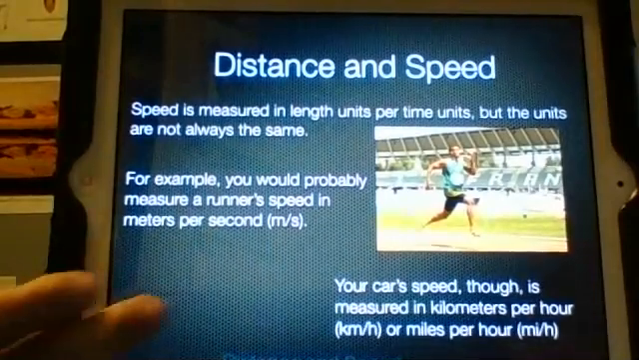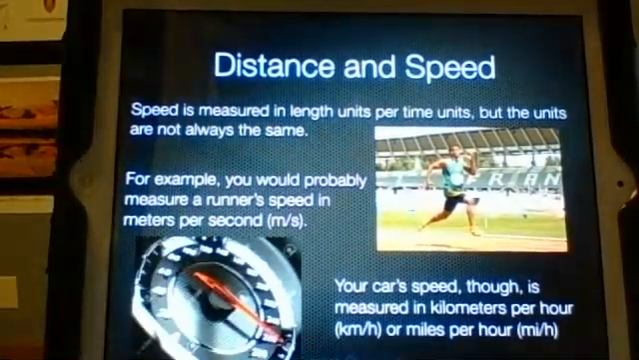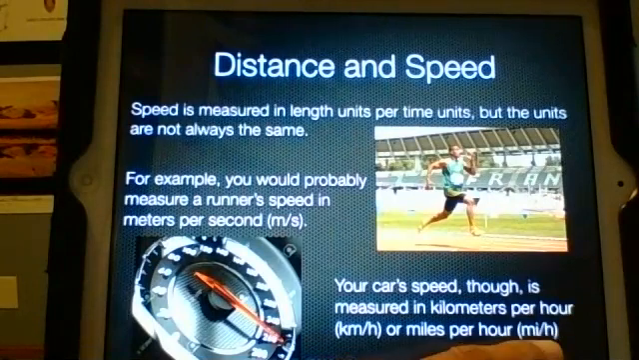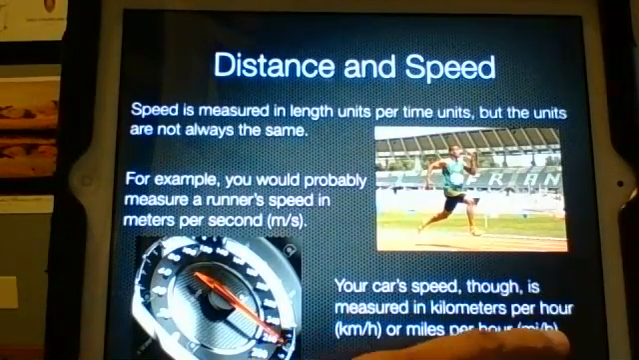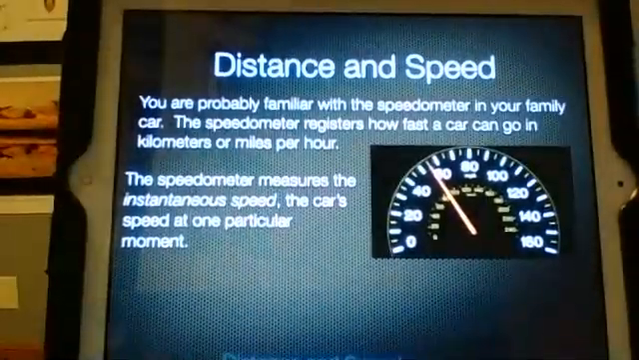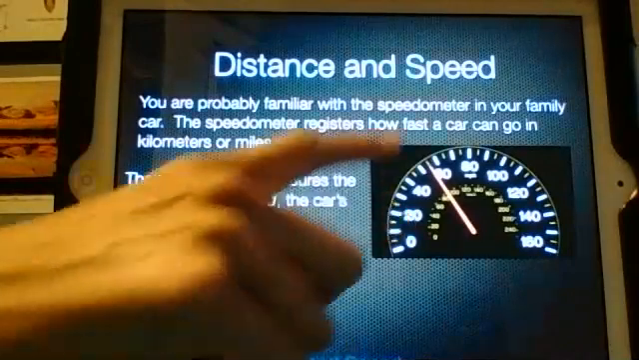kilometers. But my car speed is measured in kilometers per hour, or what we do in the United States, unlike every other country in the world, we use miles per hour, and that's probably what you are most familiar with. So I have MI, which is short for mile, slash, which is the per, and H, which is hour. Now, you're probably familiar with the speedometer in your family car.